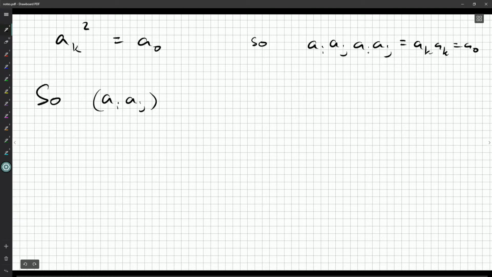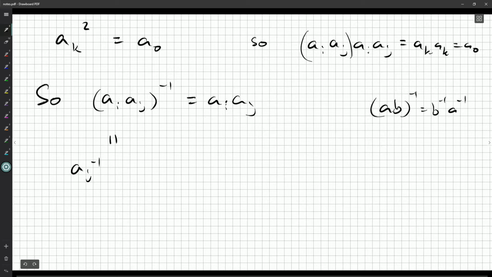So AI, AJ is its own inverse. Multiply it by itself and you get the identity. That's what it means to be an inverse. It's self-inverse. But using the inverse formula, AB inverse is always B inverse A inverse, I can see another expression for this inverse is this, but AJ is its own inverse and AI is its own inverse.